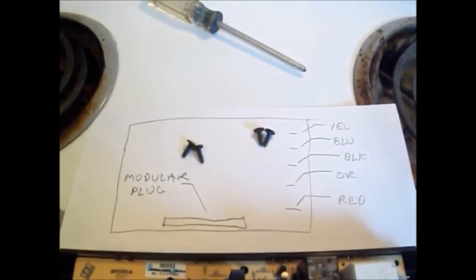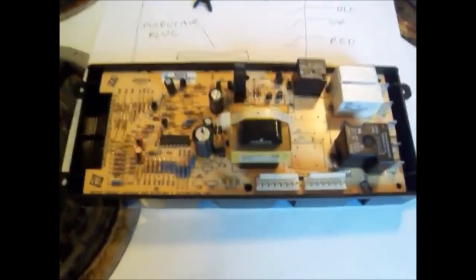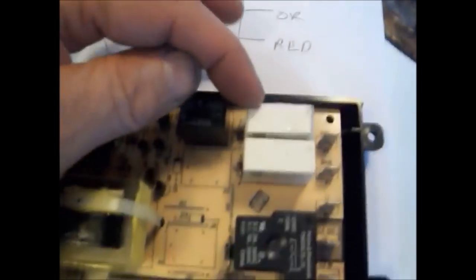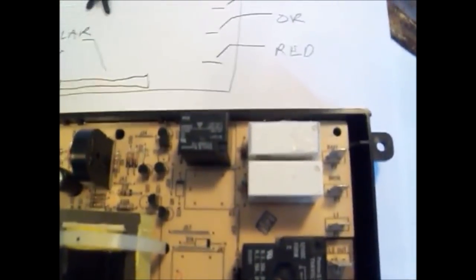And right here, this is what we have. Now we have the board, and we have my little drawing there. Gives me peace of mind. And what we're going to do is we're going to be looking at this relay right here, I believe it is. Yeah, this is the relay, I think. That's the bake relay. And we're going to be replacing that shortly, so stay tuned.